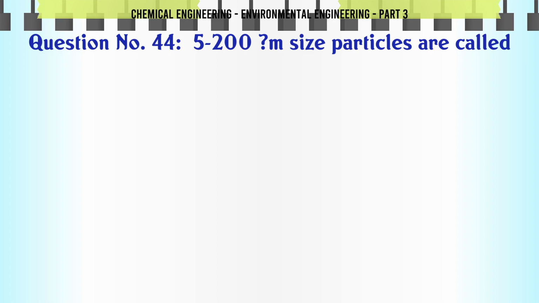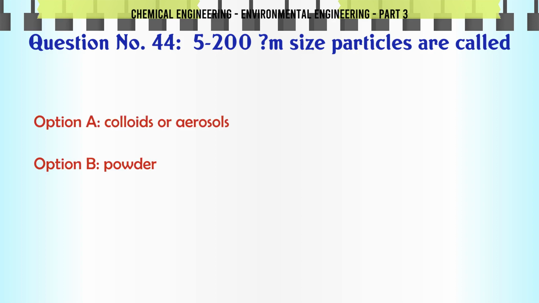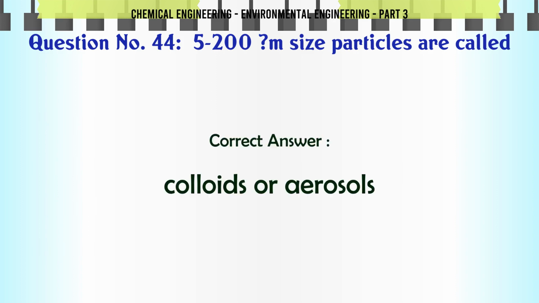5 to 100 µm size particles are called A. Colloids or aerosols. B. Powder. C. Dust. D. Smoke. The correct answer is colloids or aerosols.